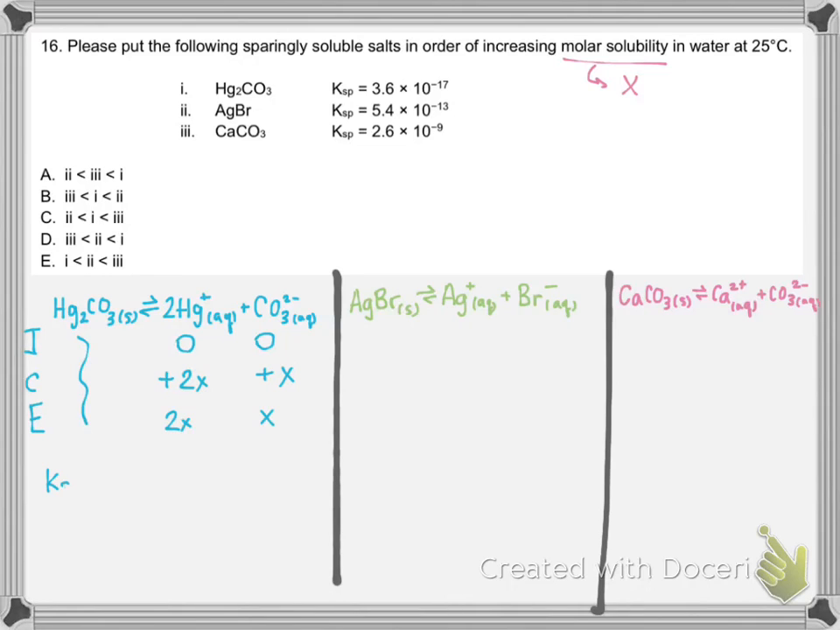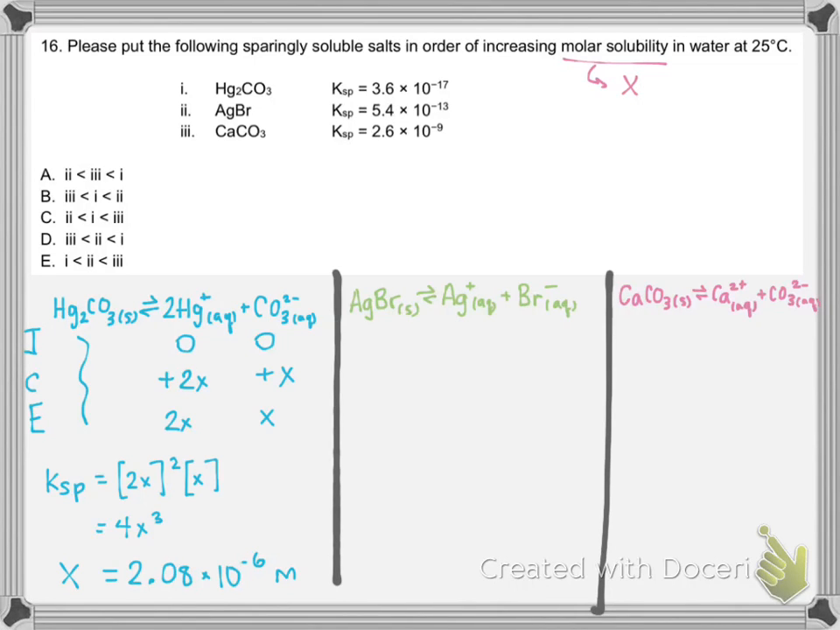And so our KSP will be equal to 2x from the mercury squared times x, which is equal to 4x cubed. So we can use the KSP from up above to solve for x. We get that x is equal to 2.08 times 10 to the negative 6 molar. And so make sure you can solve these with your exam calculator. Make sure you can do cubed roots, fourth roots, whatever roots.